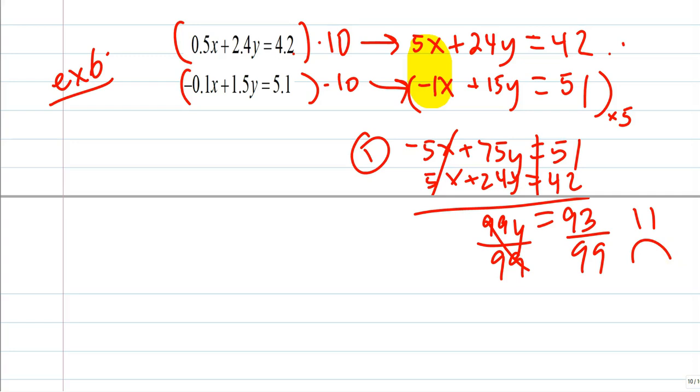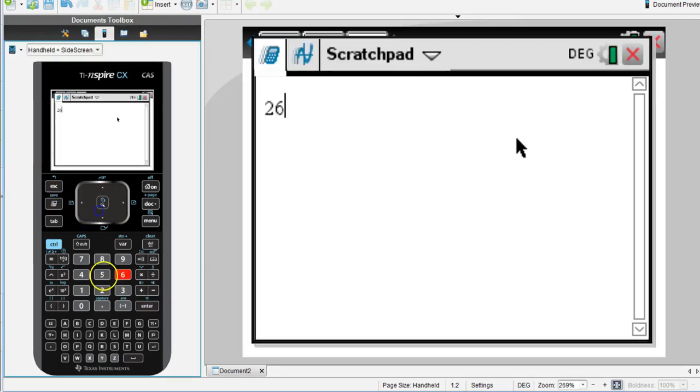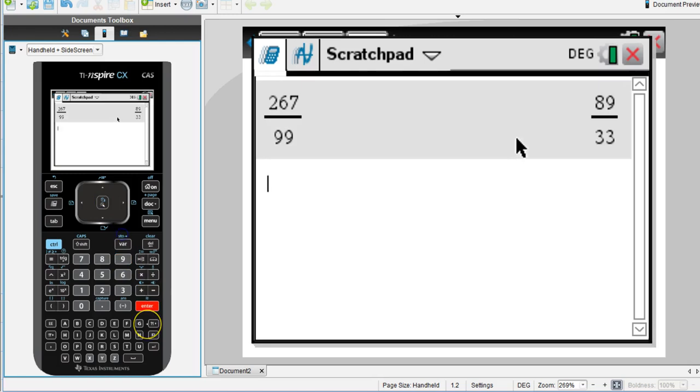Is it wrong? I don't know. Let's double check our work real quick. So let's see. 5, 24, 42, liking that. Negative 1, 15, 51, liking that. Ah, I forgot to multiply the 51 times 5. Shame on me. This 51 times 5, should have made that 225? Hopefully some of you were screaming at your screen. 225 plus 42 would be 267. And that divided by 99 still doesn't look fun. 267 over 99. Oh, that is not fun.